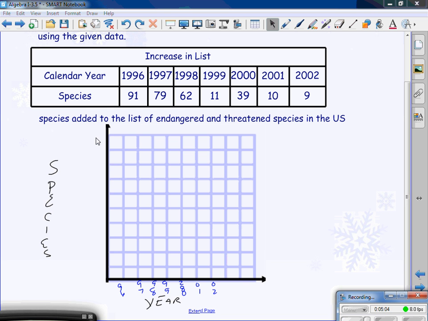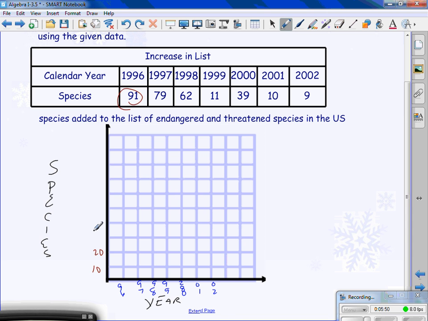You need to look, what's your highest number? 91. That's my highest number. So I need to get up to 91. I know I have 10 spaces. I'm going to count by tens because I want to use as much of the paper as possible. Because if I counted by hundreds, what's going to happen to my graph? They're all going to be squeezed in right here. Are you going to notice anything about that graph? No, you're never going to tell, does the graph go up? Does it go down? You need to stretch it out. So you count how many squares you have and figure out what you need to do. So I'm going to count by tens.